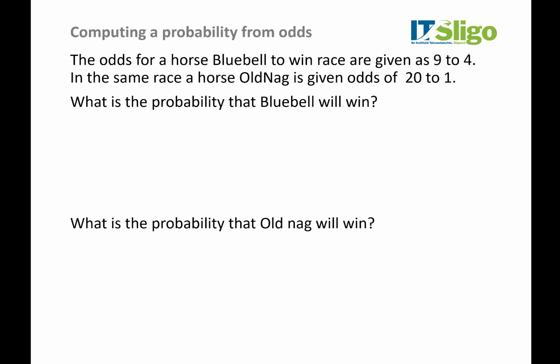Probability that Bluebell will win: there's €4 will pay back 9. If you bet €4, the bookie will give you back 9. How you work out the probability is the 4 is the favourable, but then we add together the two numbers. So the probability that Bluebell will win is 4/13, which is about 30.7. So we'd say 31%. So that's why Bluebell is the odds-on favourite.